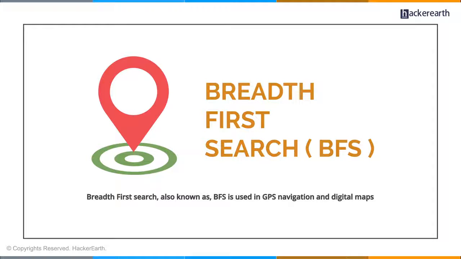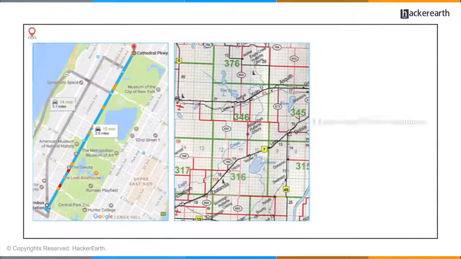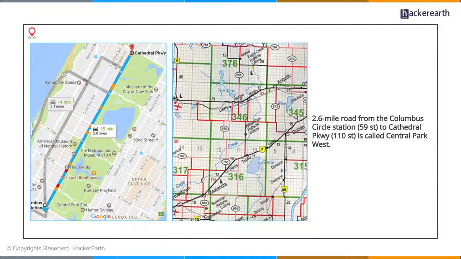Before you begin with breadth first algorithm use, you need to understand how GPS navigation actually works. Digital maps, unlike humans, see streets as a bunch of nodes. The 2.6-mile road from the Columbus Circle Station, 59th Street, to Cathedral Parkway, 110th Street, is called Central Park West. We humans consider this road a single entity. You may divide it into a few more segments based on metro stations or intersections, but not more than that.